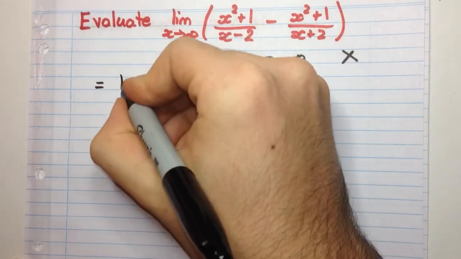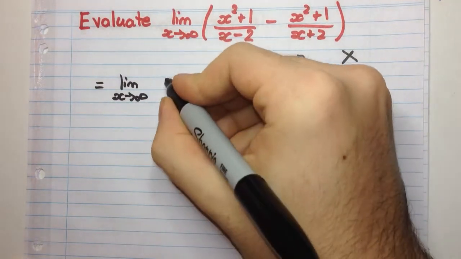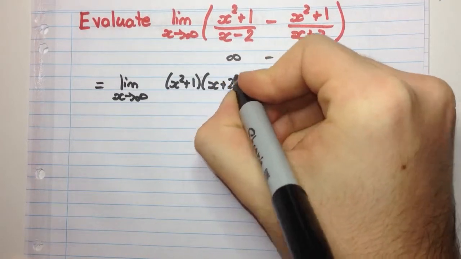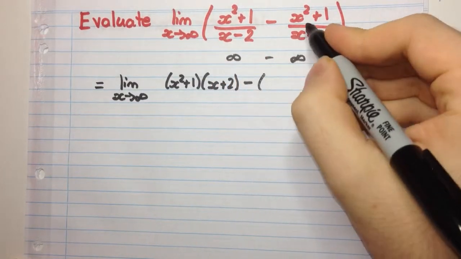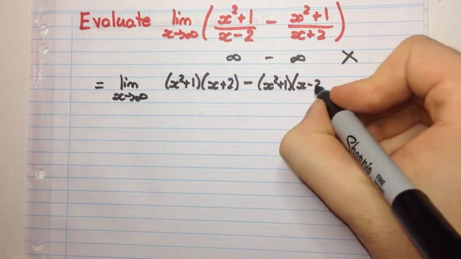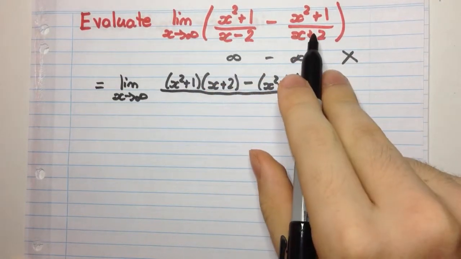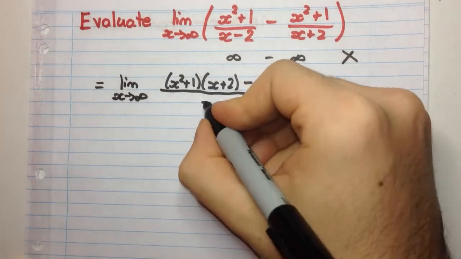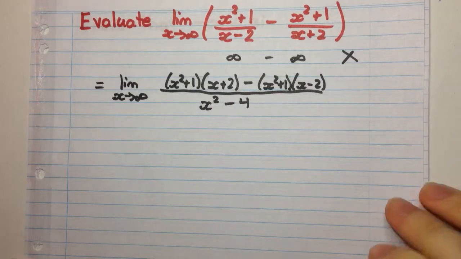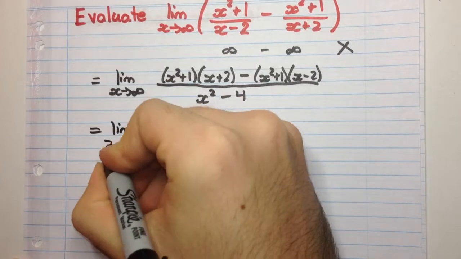So if we do that, we multiply up, we're going to get (x squared plus 1) times (x plus 2) minus (x squared plus 1) times (x minus 2), all over, and here you can see that this will become a difference of two squares, so this will become x squared minus 4. So this is just multiplying those two. Okay, let's go ahead and simplify what we have in the numerator.